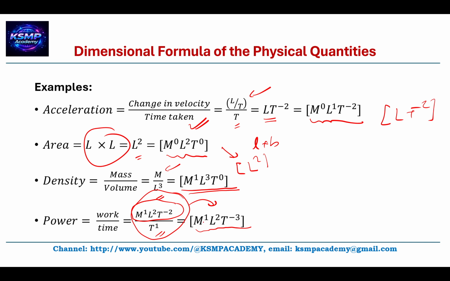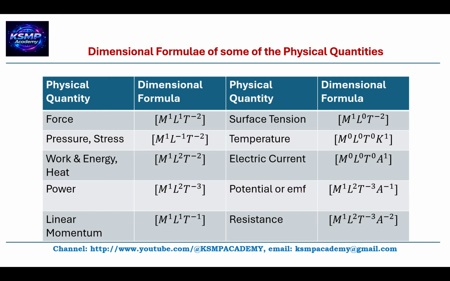So here we are having M to the power 1, L squared, and giving T minus 2 here and T here. So it is giving T to the power minus 3. So that's how we can write the dimensional formula of the given physical quantity from their equation or the relation between the fundamental units. So this is the way to express the dimensional formula of the given physical quantities.